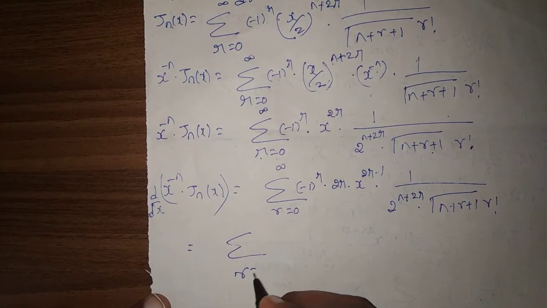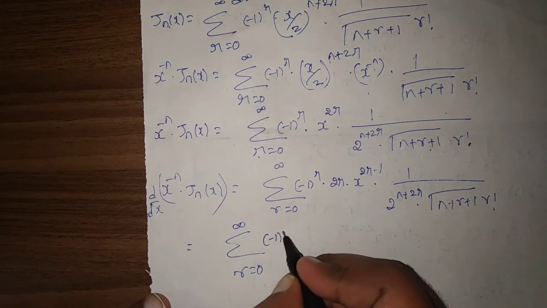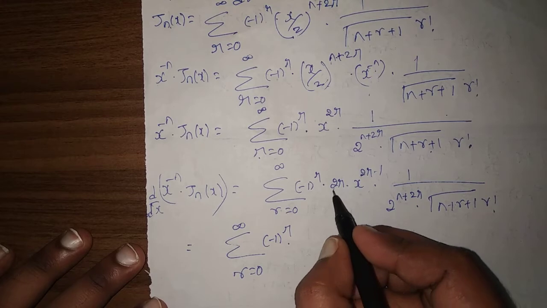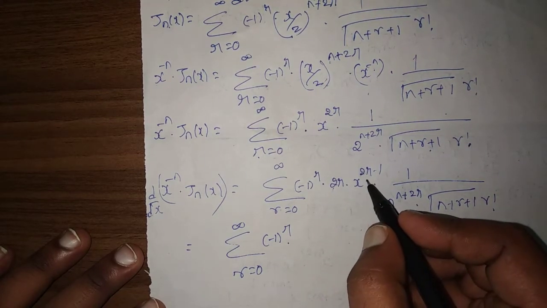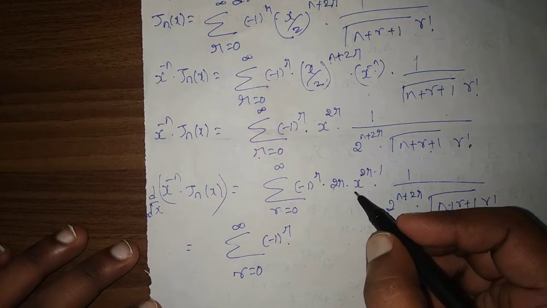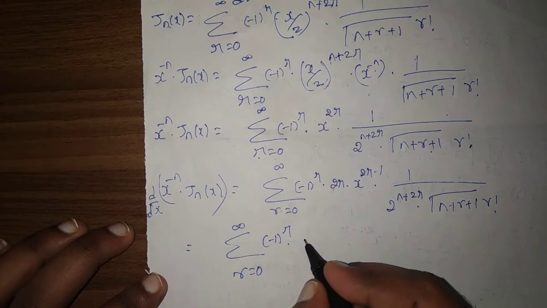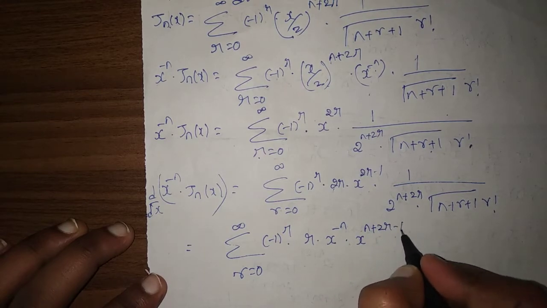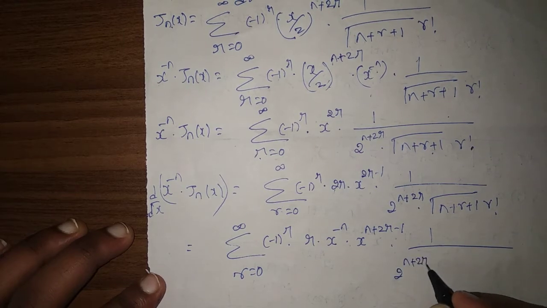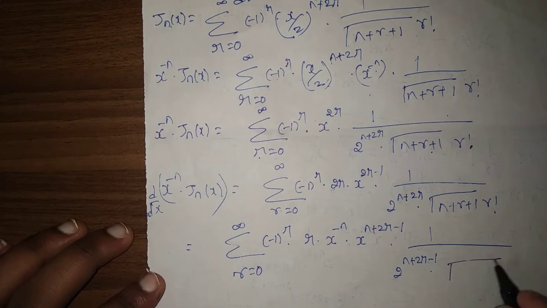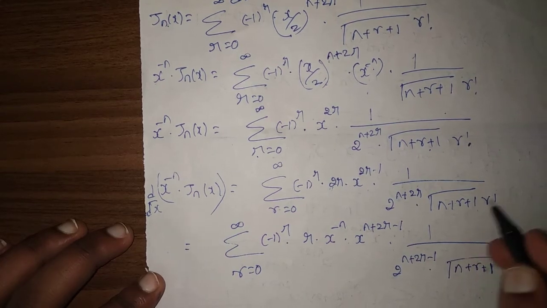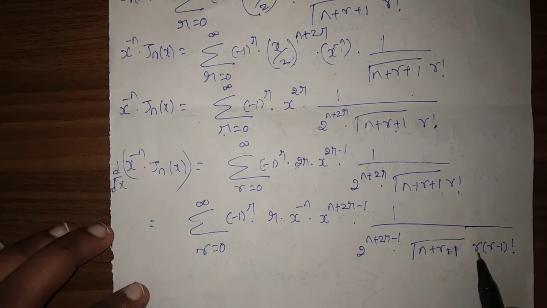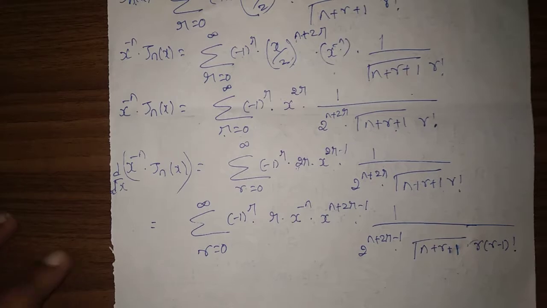So r varies from 0 to infinity, minus 1 to the power of r, into, so this 2 I will take to the denominator and I will introduce x power n and minus n once again. So what happens? r into x to the power of minus n into x to the power of n plus 2r minus 1 divided by 2 to the power of n plus 2r minus 1. So this 2 I have taken to the denominator. 1 divided by gamma of n plus r plus 1 into this r factorial. I will write it as r into r minus 1 factorial, so that this r and this r get cancelled. Once again, this r and this r I have written differently. No problem. You can write it the same.